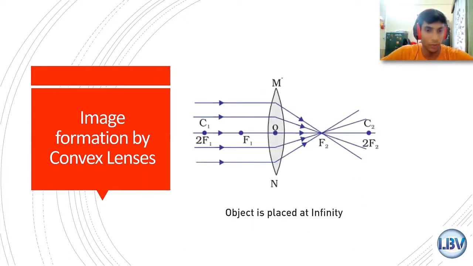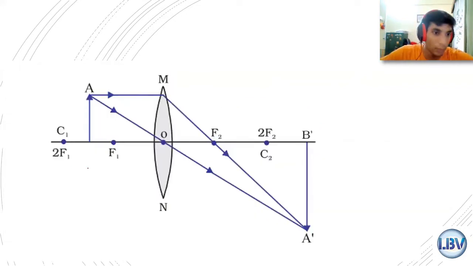Image formation by convex lenses. When the object is placed at infinity, all the rays converge to a point on the principal axis, that is the focus. They all converge at F2. The next case is when the object is between 2F1 and F1. When it's between 2F1 and F1, you will find the image to be formed beyond 2F2.